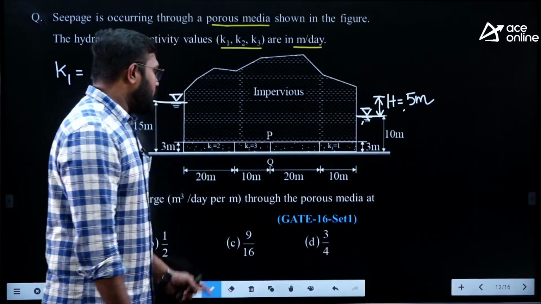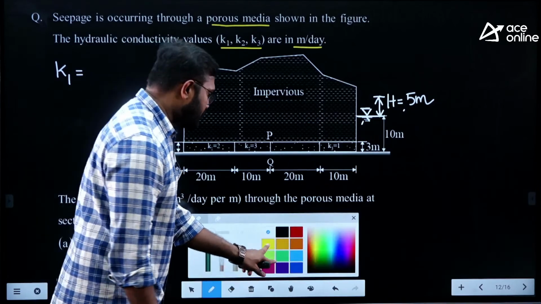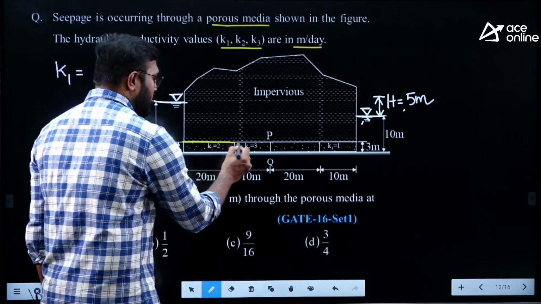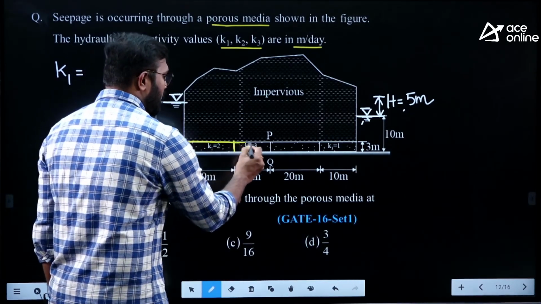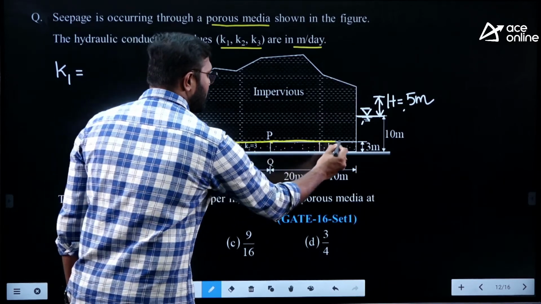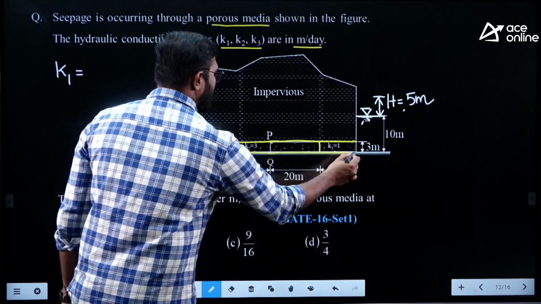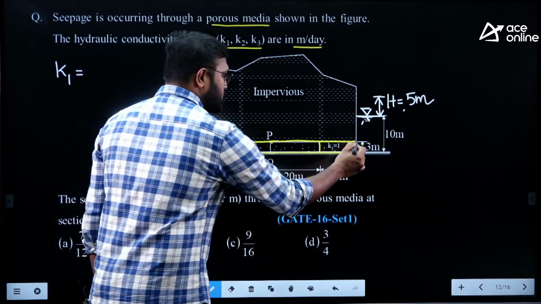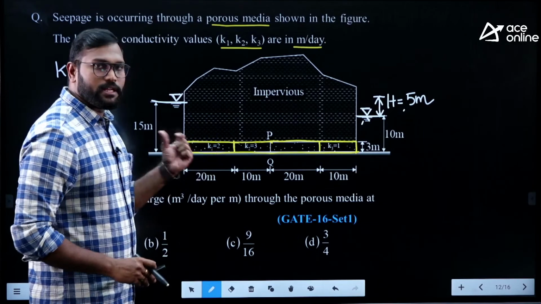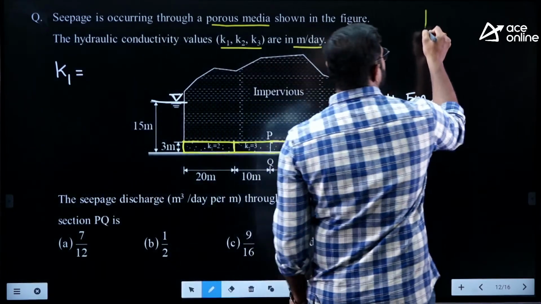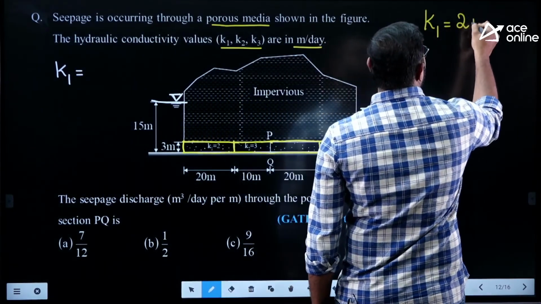Okay. And if you observe, there is a porous media. So this is a porous media. Yes. And this is also a porous media. Yes. And this is also a porous media. Okay. So there are 3 soils having 3 permeabilities. K1 is given as 2 meter per day.